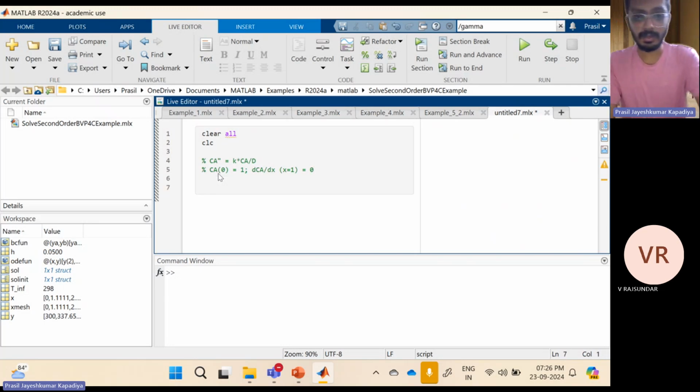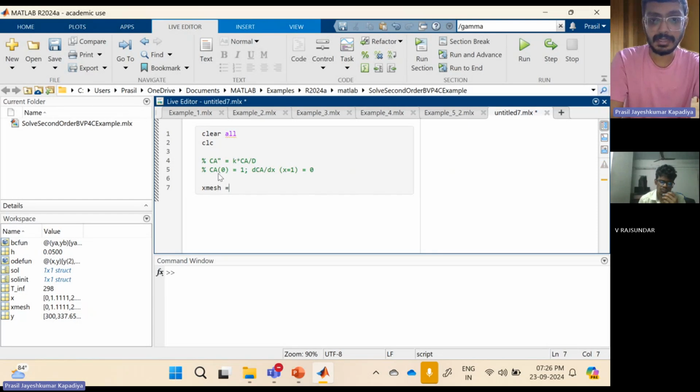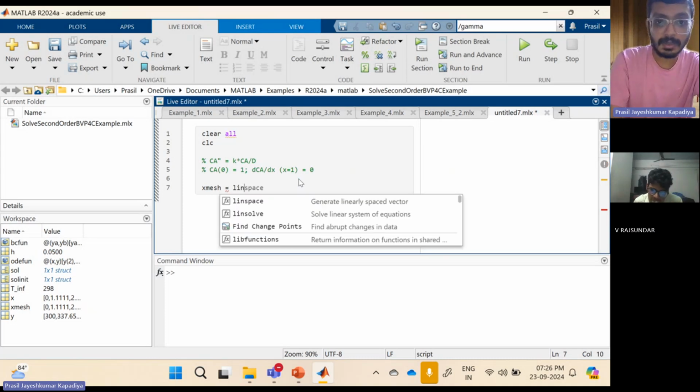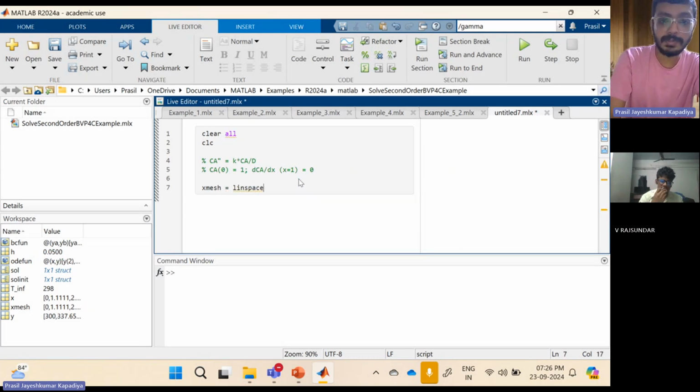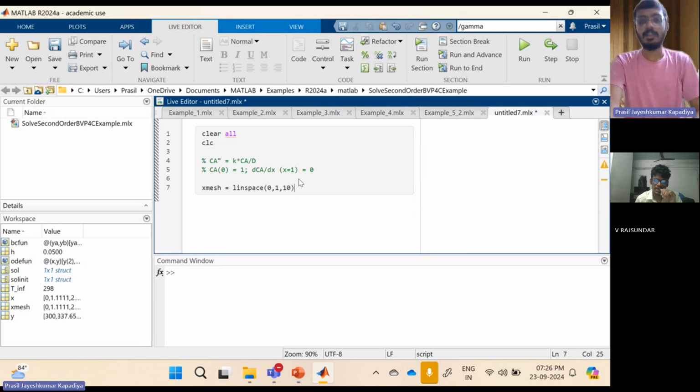So let's try to solve it. Let's first define our mesh size. X mesh is equal to, so our center is x is equal to 0 and the outer part x is equal to 1. So let's say I'm using the linspace command. I hope you know how to use linspace. If not, tell me, I will explain. 0, 1, comma, let's say I'm taking some 10 points. We can change this.